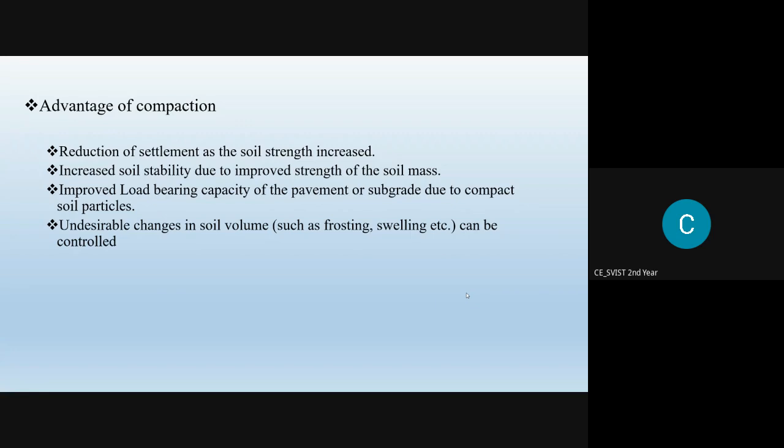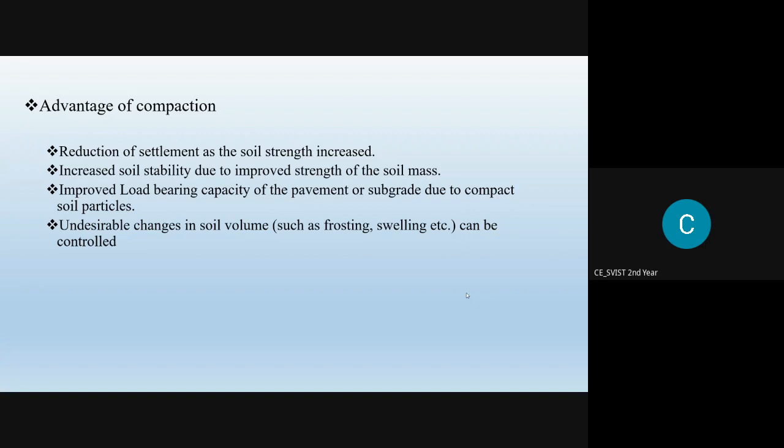So what happens if the water in the pores of the soil freezes? It applies pressure on the soil because it is now of higher volume. This is called frosting. And what is soiling? Soiling is due to the application or addition of water to the soil mass, so the soil volume changes. Its volume increases.